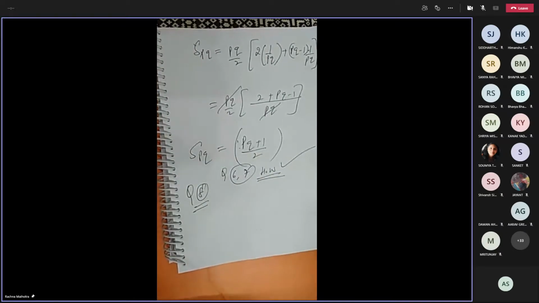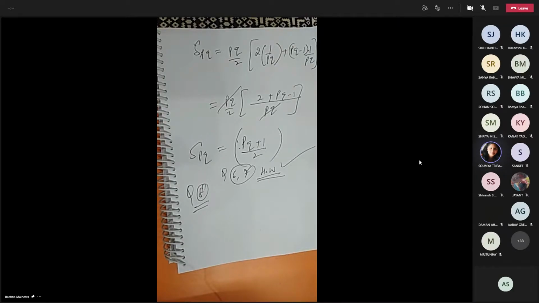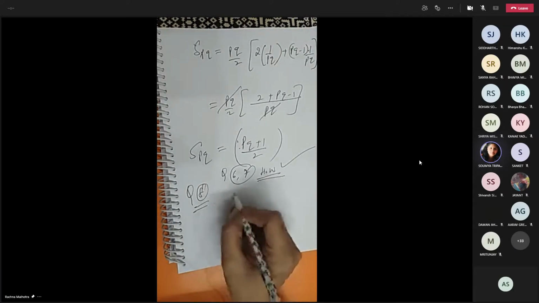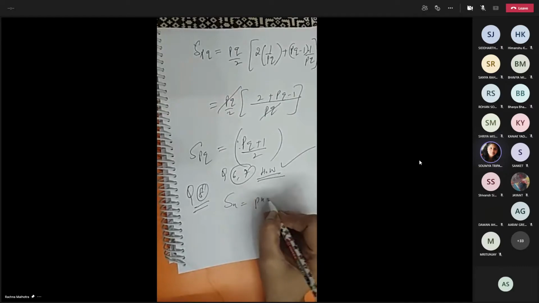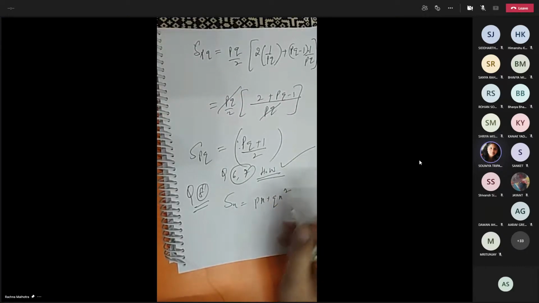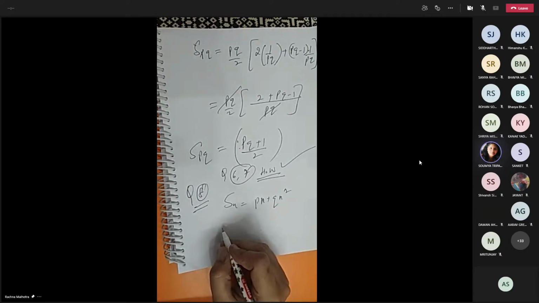Soumya, please dictate question number 8. Yes, ma'am. Question number 8 is, if the sum of n terms of an AP is Pn plus Qn square, where P and Q are constants, find the common difference.